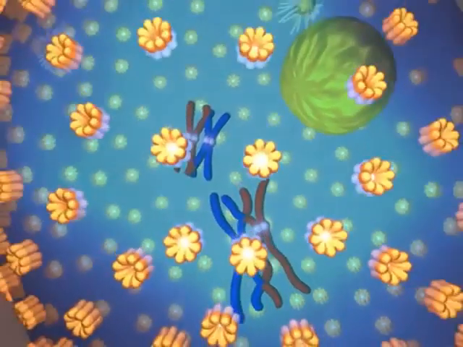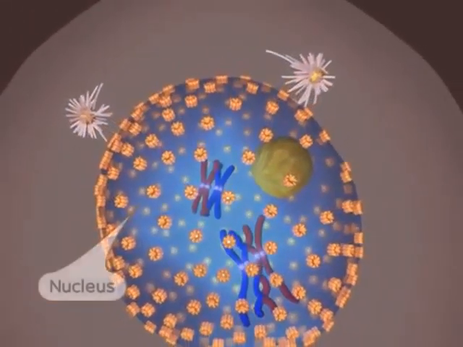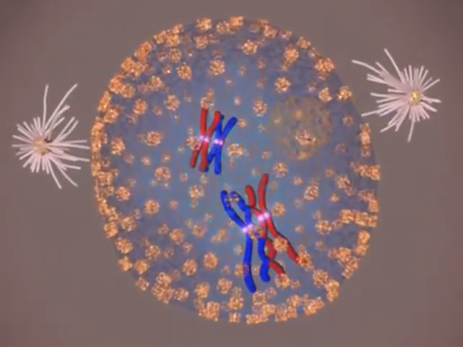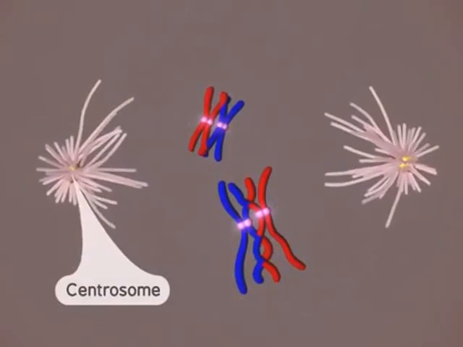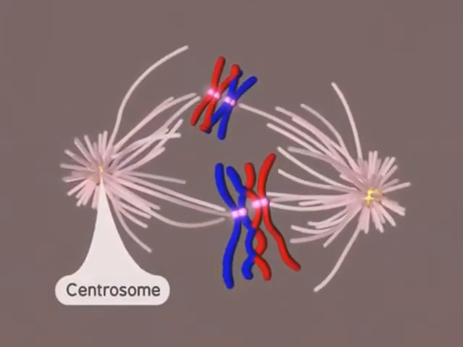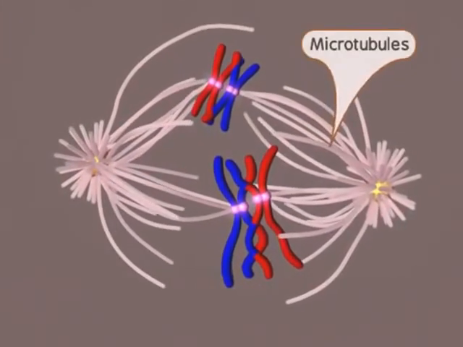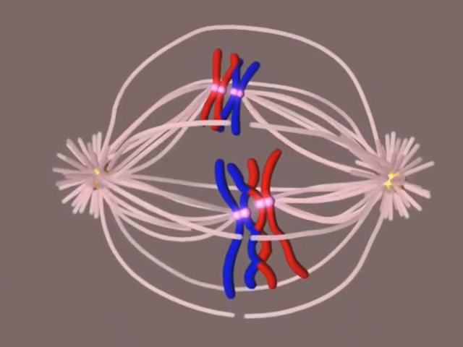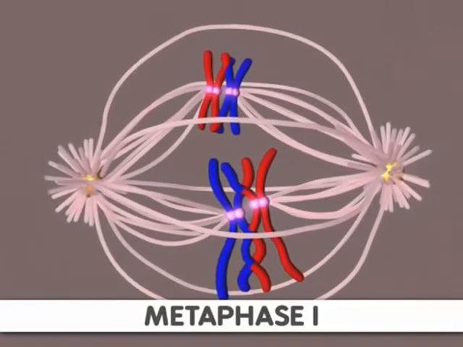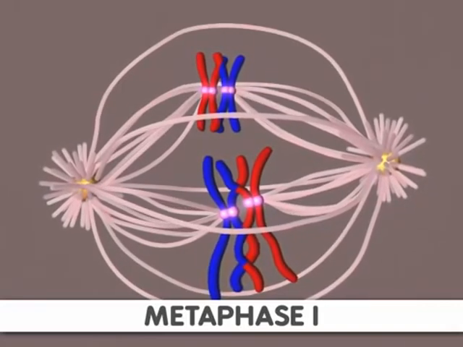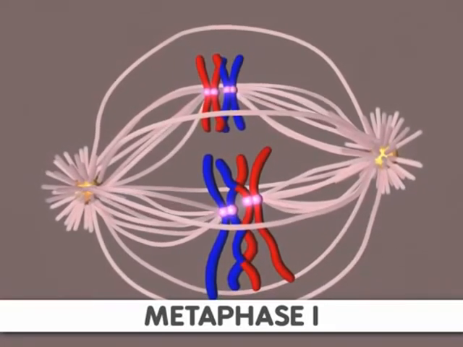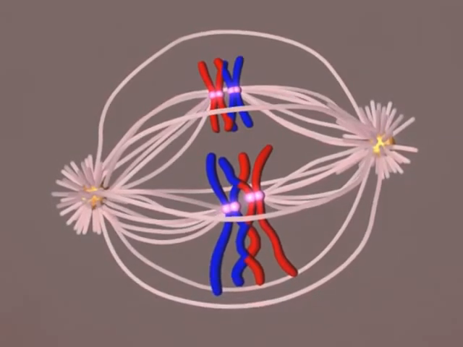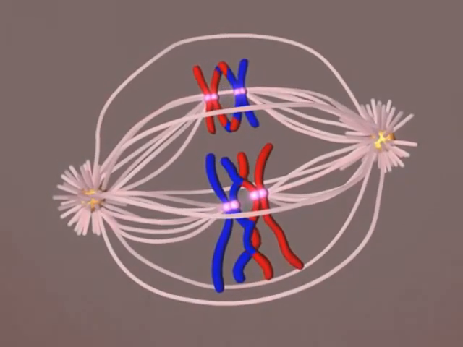There are several more key steps in prophase I. The nuclear membrane begins to break down. Then, the two centrosomes migrate to opposite ends of the cell and microtubules appear. The microtubules then attach to the chromosomes. The next phase of meiosis I is called metaphase I. Here, the synapsed chromosomes align at the equator of the cell. The chromosomes align randomly, which results in different combinations each time meiosis occurs.